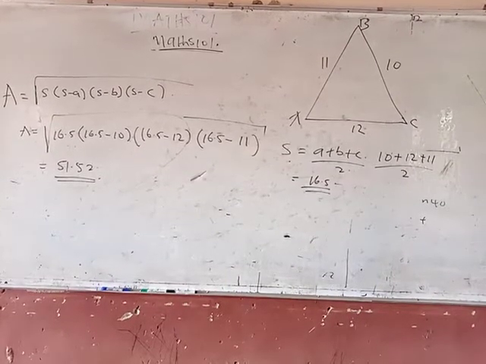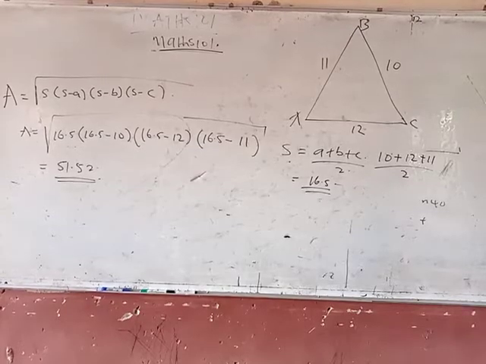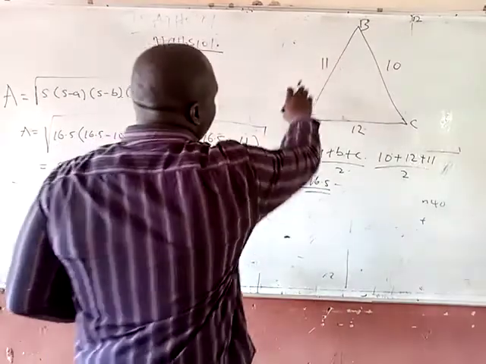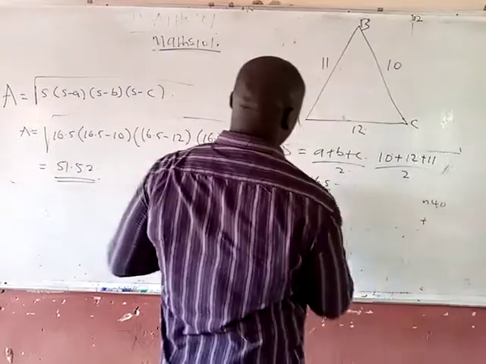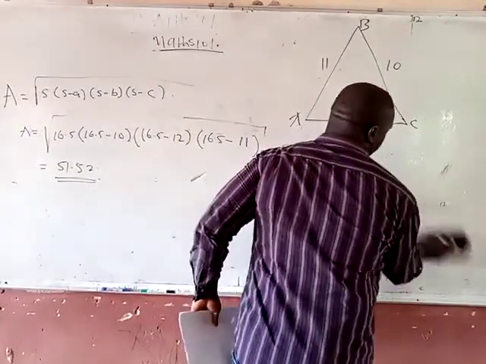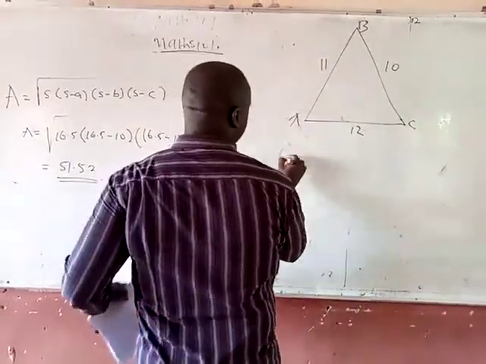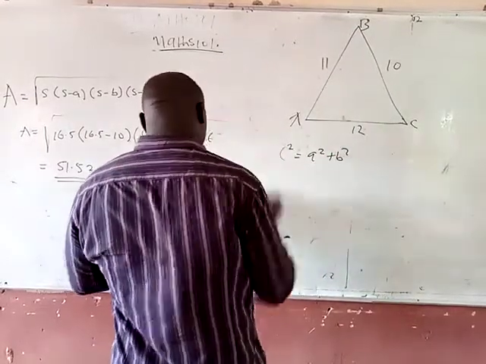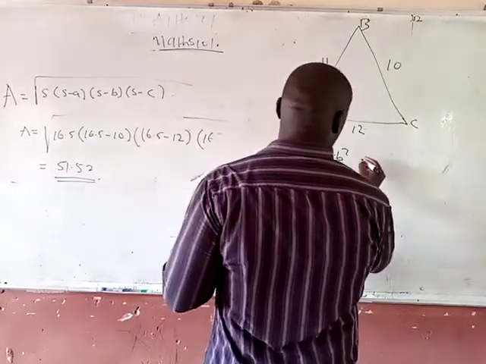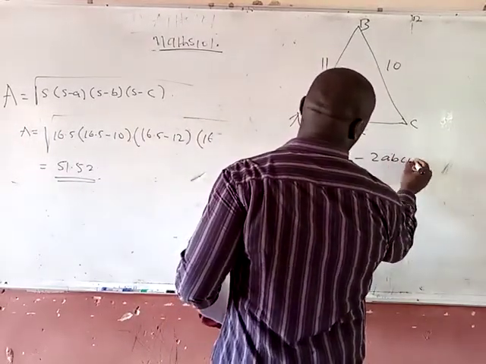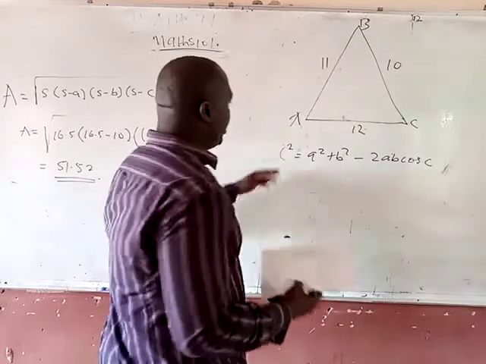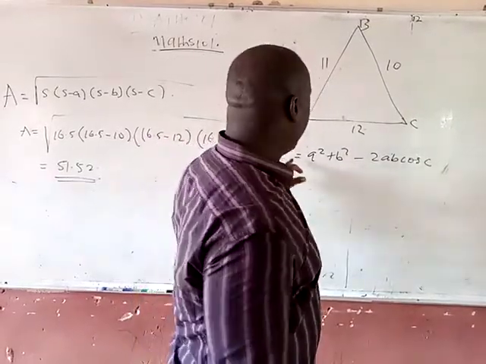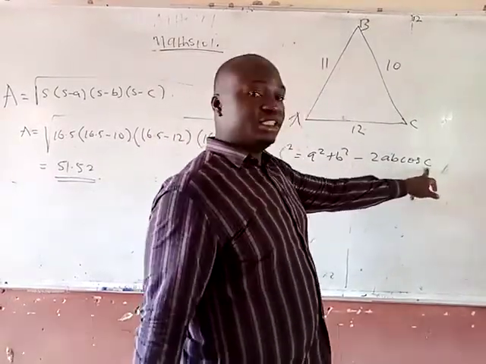So what you're going to use is what? Cosine rule. So welcome to cosine rule. In cosine rule, if I ask you to calculate C, remember we have a formula that C squared is equal to A squared plus B squared minus 2ab cos of what? C. But you already have this side, so you have C, A, B, but you don't have the angle C.